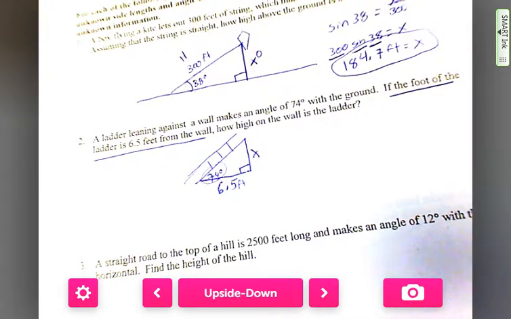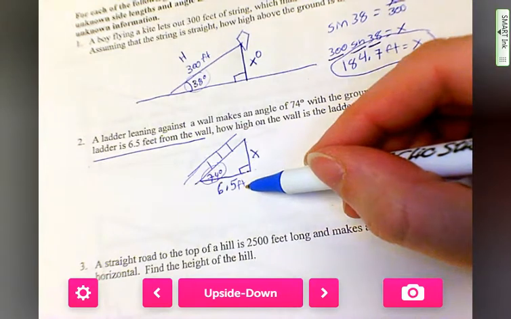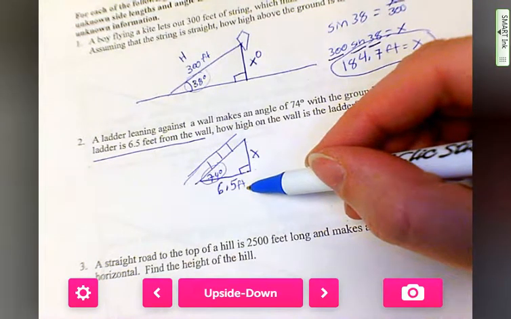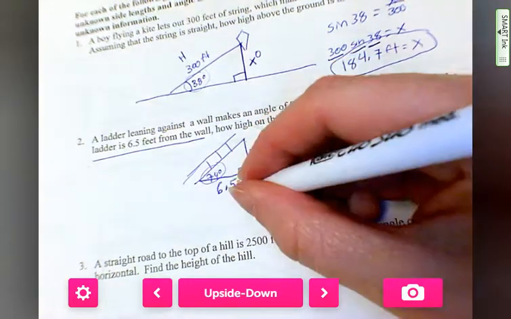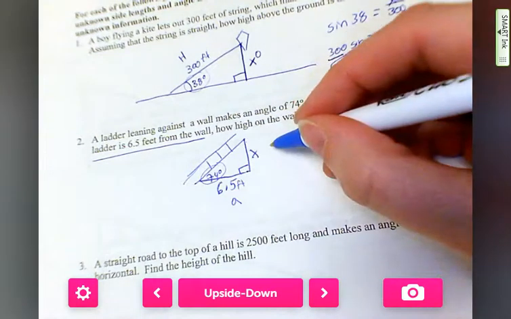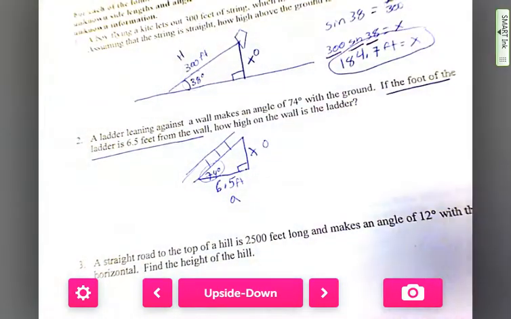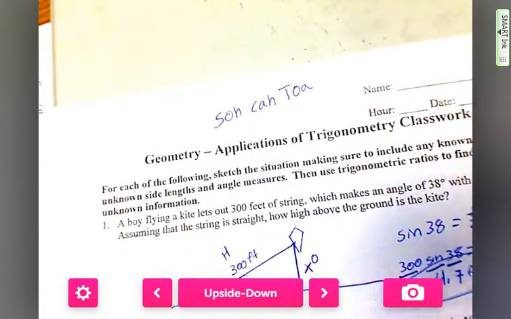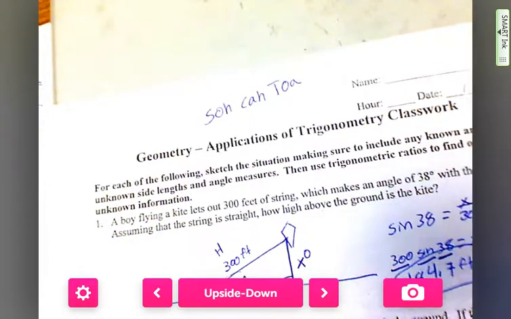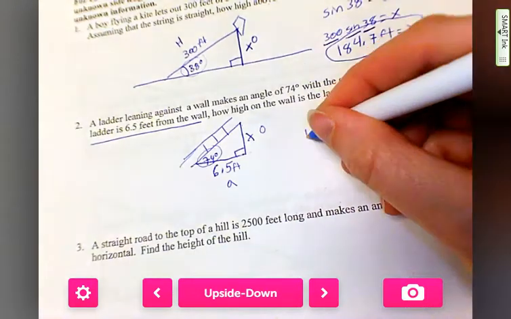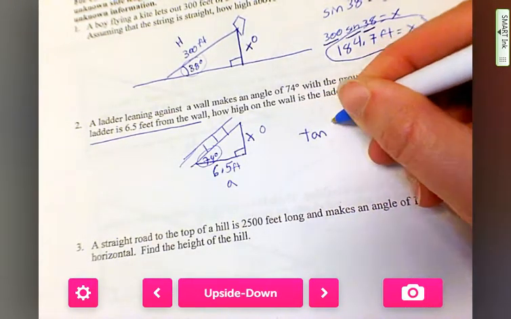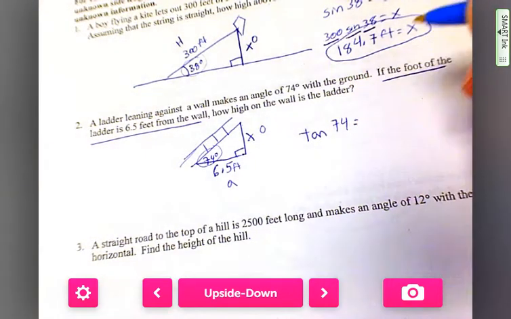Okay, what is 6.5 for that? Opposite, adjacent, or hypotenuse? Adjacent, so I'm going to put a little a. And what is x? Opposite. So which one, sine, cosine, or tangent, am I looking at? I'm using O and A. Tangent. So my tan of 74 equals what?